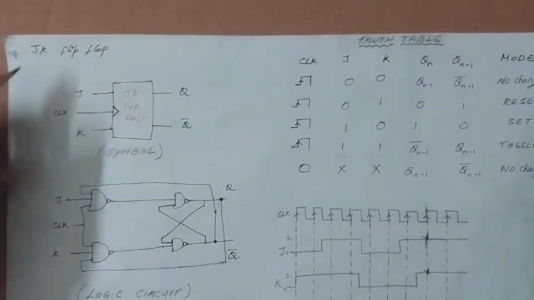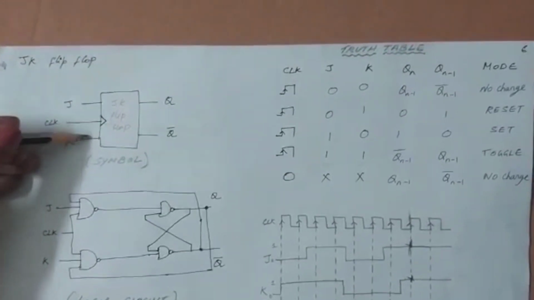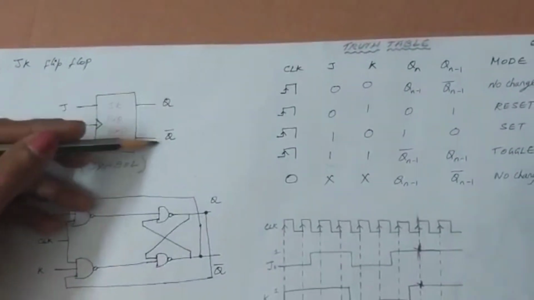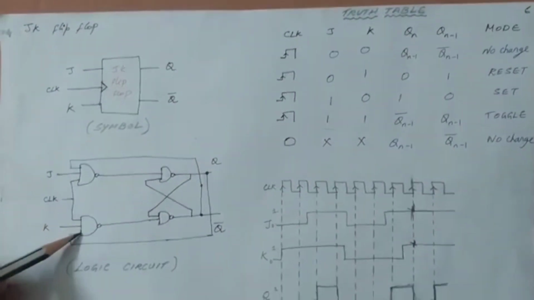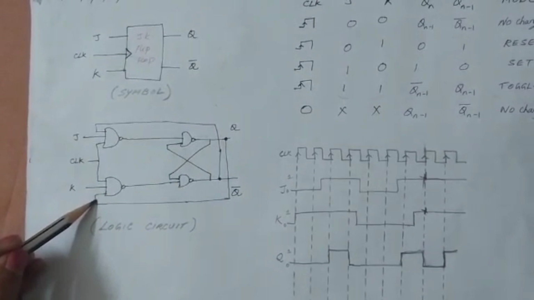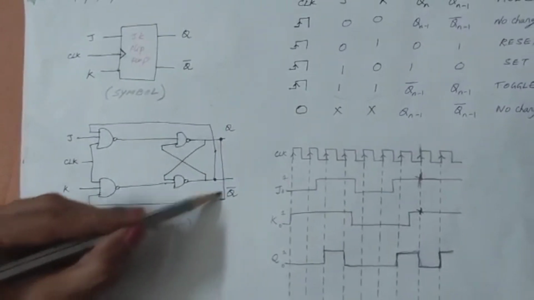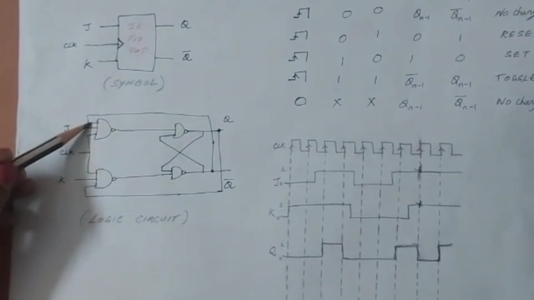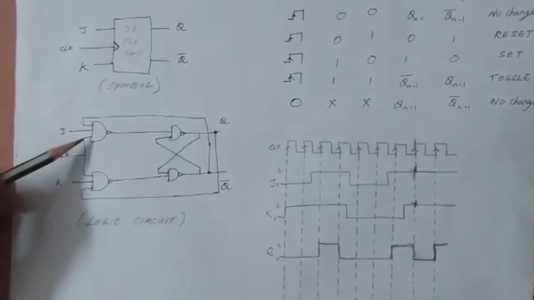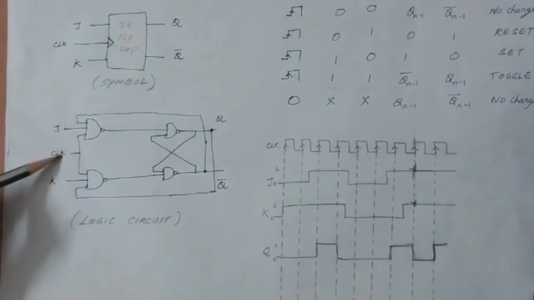The JK flip-flop. Here J is there, K is there, and there is a positive triggered clock, so only the triangle is there, and Q bar is there. Here you see a change in the circuit diagram. One input of K goes to Q, and one input of J goes to Q bar. Then the clock is triggered by a positive clock.